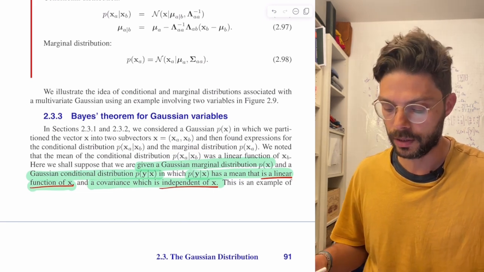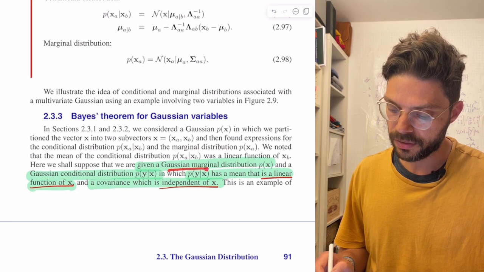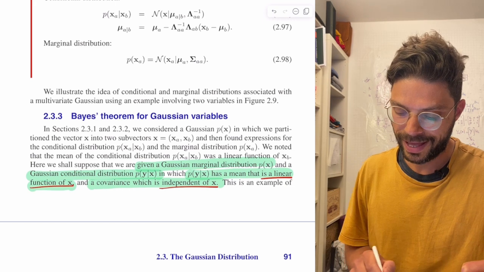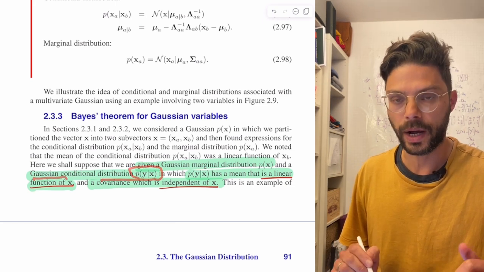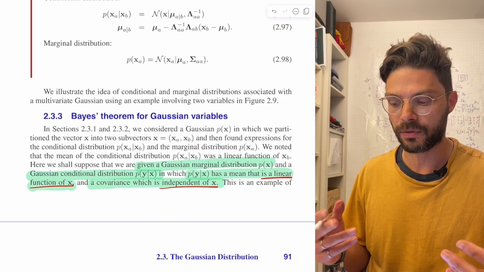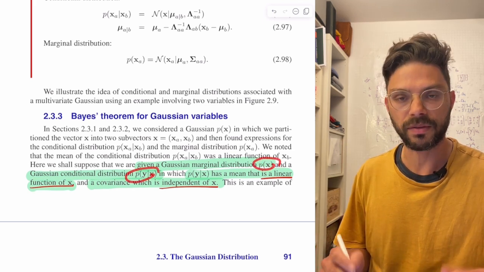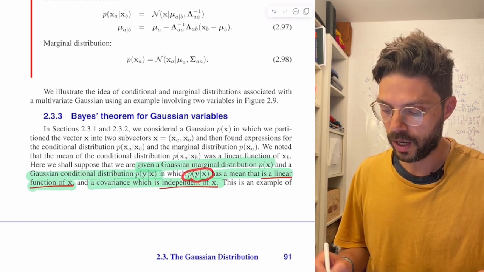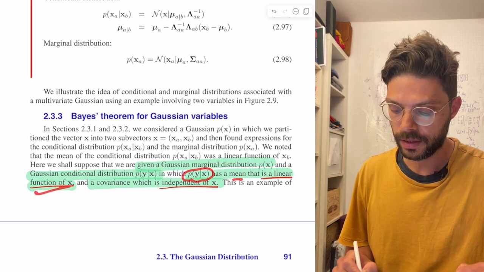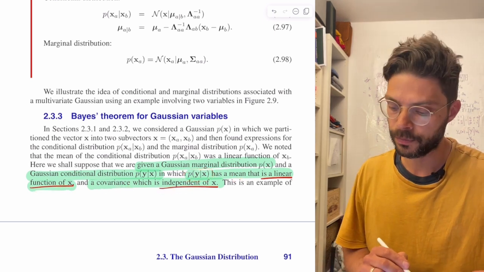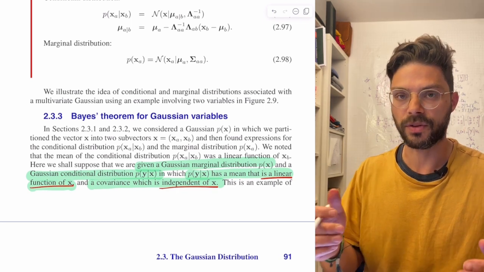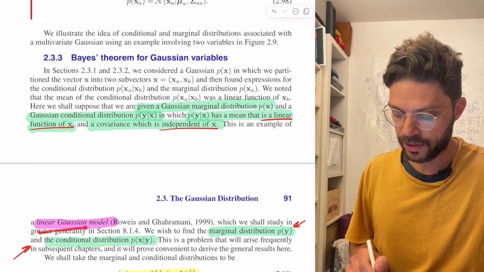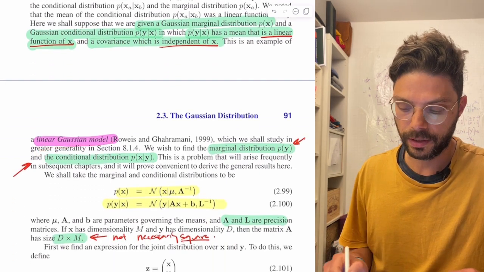So now we're going to be looking at a related situation. We're given a Gaussian marginal distribution p of x. You can again think of that as a prior distribution on x, and a Gaussian conditional distribution y given x. So this is where your evidence is coming from. So you have a prior distribution, you have some evidence, some observations y, in which, and this is the important bit, p of y given x has a mean that is a linear function of x and a covariance which is independent of x. So these two properties are going to be really important. The results here are for this specific case, and this is an example of a linear Gaussian model, which we'll study in 8.14.